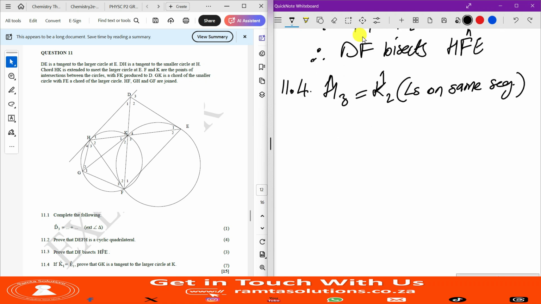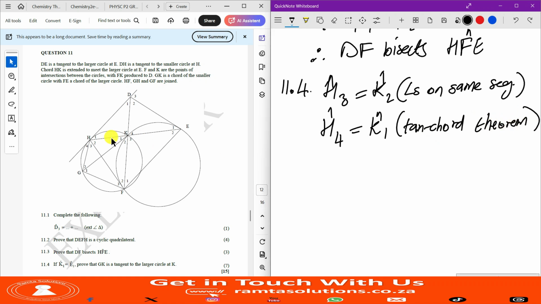Alright? Okay. I can also say that angle H4 is equal to angle K1, and this is by the tan chord theorem. Do you see that? Here is H4, and K1. It is equal by the tan chord theorem. All right, cool.